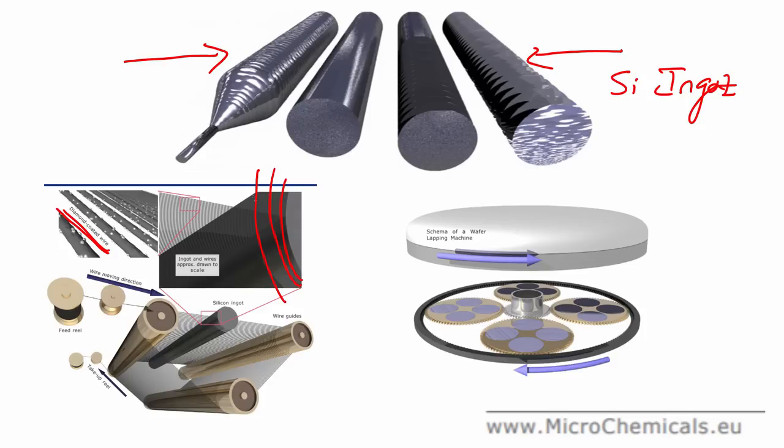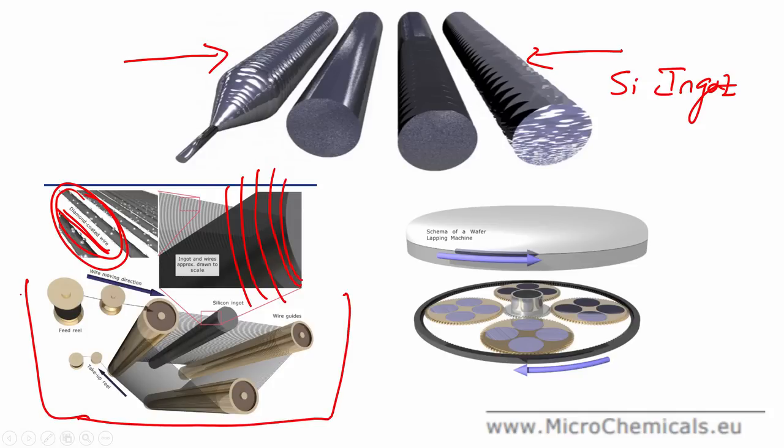So, how is the slicing done? Slicing is done using wires which are diamond coated, and you can see this whole process here. Excellent. I have taken this from microchemicals.eu, just as an example to show you how this is done. So, thanks to these guys for helping us understand how it is done. Diamond coated wires are used to cut the silicon wafers.